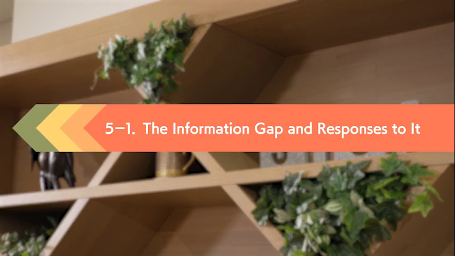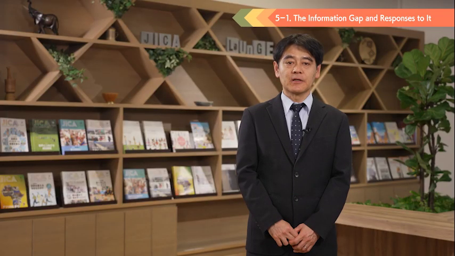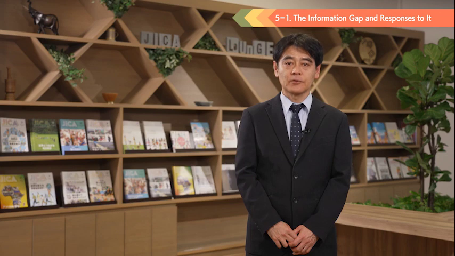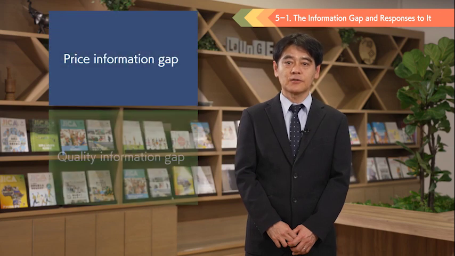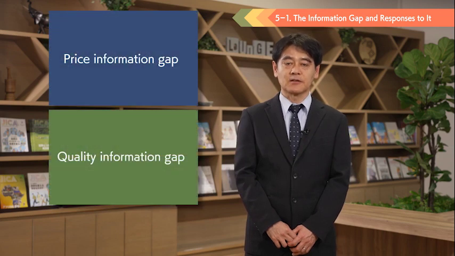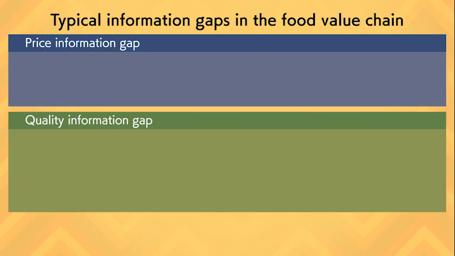5-1. The information gap and responses to it. Today, we will look at examples of JICA's technical cooperation to close the information gap. But first, let's look at the price information gap and the quality information gap, which are typical examples of the information gap. Let's start with the price information gap.